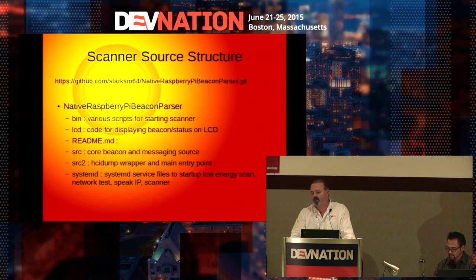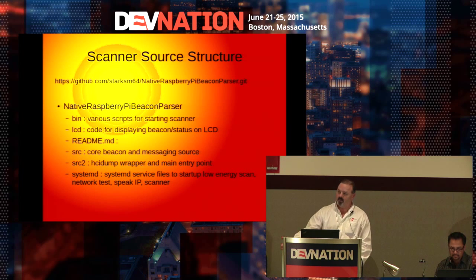Because, for example, by default the BlueZ stack doesn't just automatically start emitting the low energy events. You have to put it in a state where it says, I'm interested, I want the stack to scan for low energy events, and that's what triggers the behavior of HCI dump to be able to pull those out.